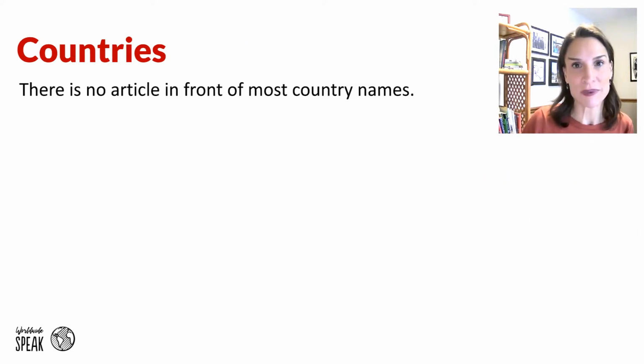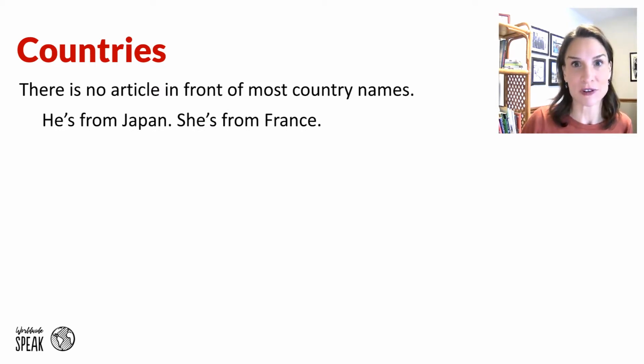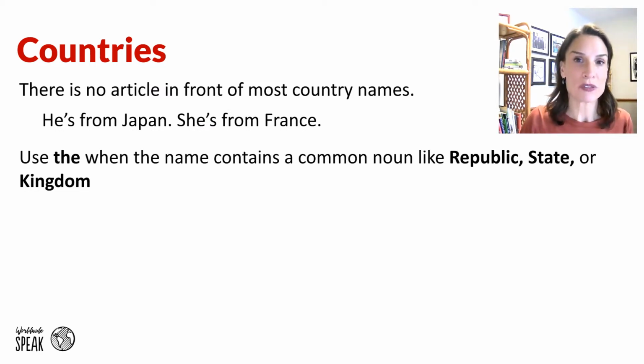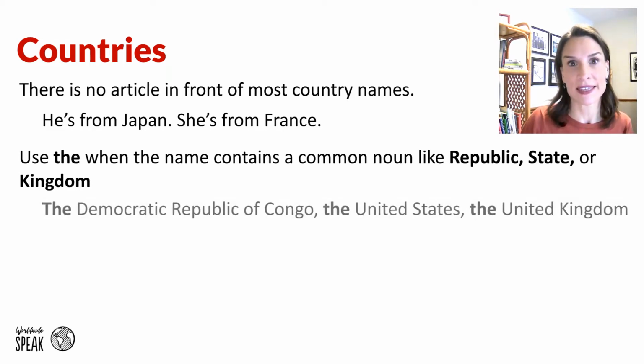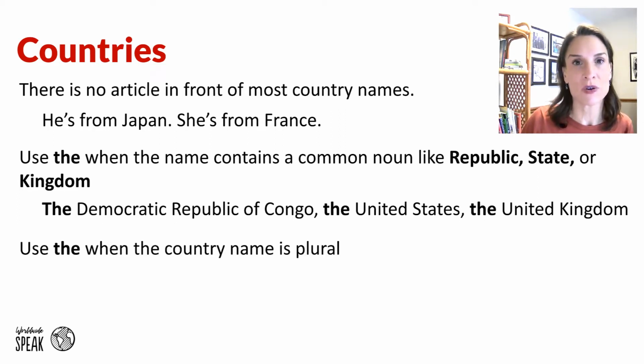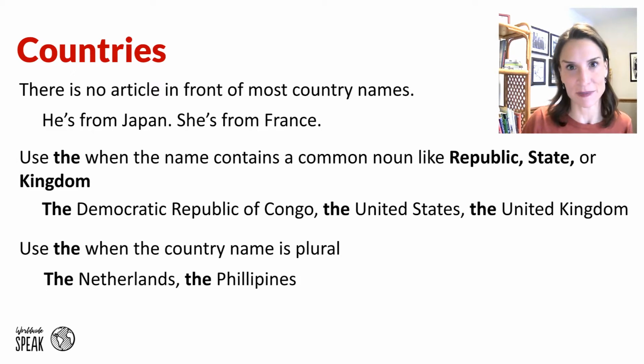With countries, it will depend. Most of the time, we don't use an article with the country name. So something like, he's from Japan. She's from France. We will use "the" when the name of the country has a common noun like republic, state, or kingdom in it, like this: the Democratic Republic of Congo, the United States, the United Kingdom. And finally, also, when we have a plural form of a country, we also use, for some reason, "the," like the Netherlands or the Philippines.